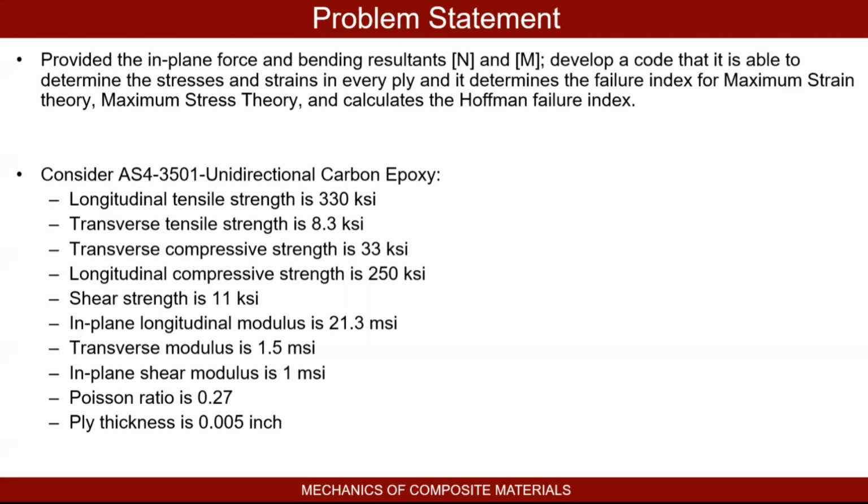Today we'll be working with AS4-3501 unidirectional carbon epoxy. As you can see below, the tensile and compressive strength allowables in the longitudinal and transverse direction are given, as well as shear, as well as the modulus, Poisson's ratio, and ply thickness.